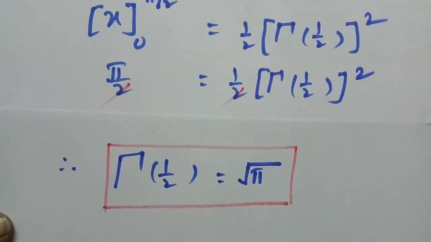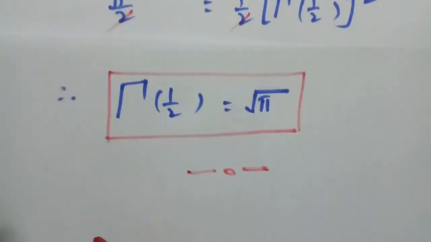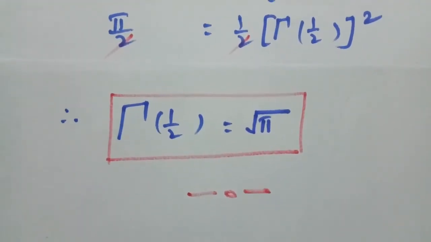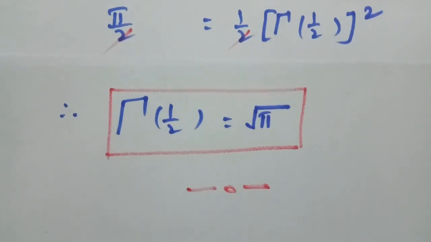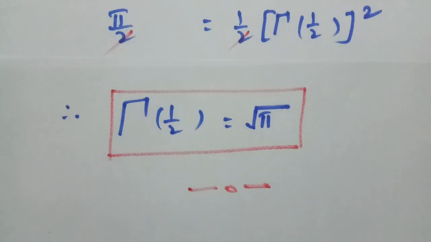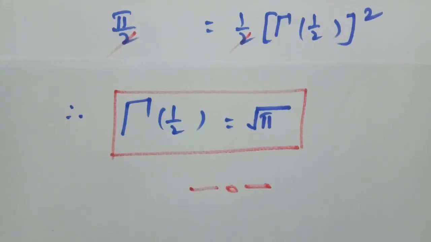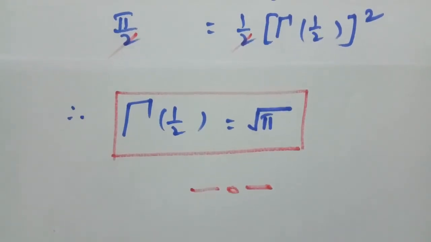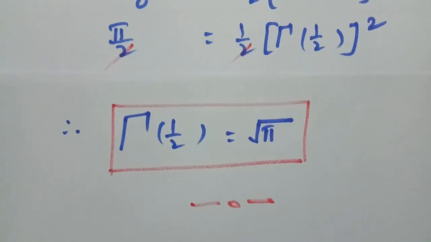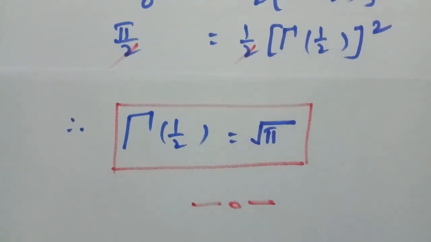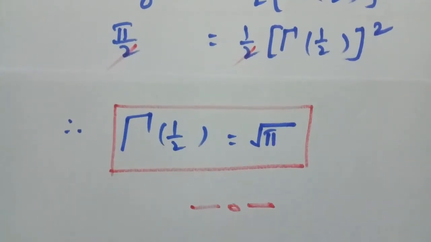Previously, I asked you to remember this gamma half value is equal to root pi. We will prove it later. Now we proved that gamma half is equal to square root of pi. So to prove it, first we have to prove that integral 0 to pi by 2 sine to the power of px into cos to the power of qx dx is equal to 1 by 2 gamma p plus 1 by 2 gamma of q plus 1 by 2 by gamma of p plus q plus 2 by 2, and then substitute p equal to 0 and q equal to 0. We can easily get the gamma of 1 by 2 equal to root pi.